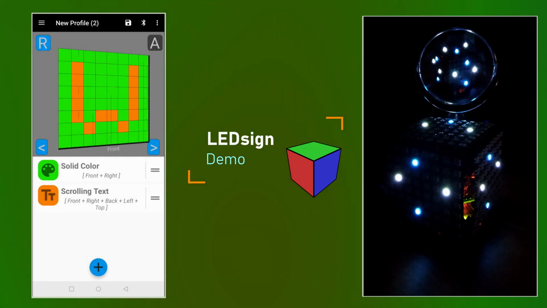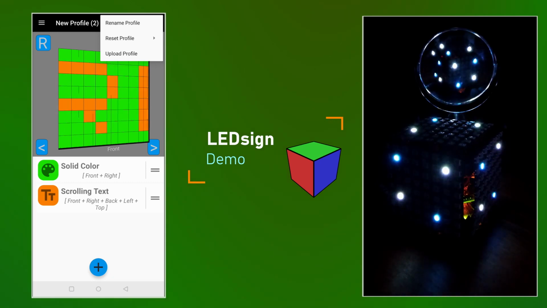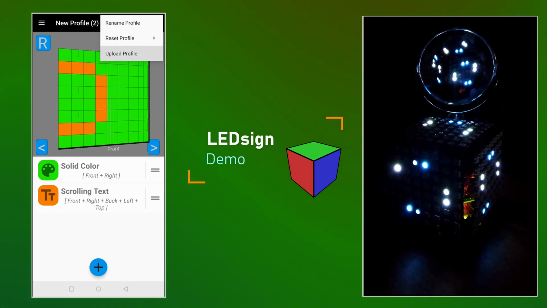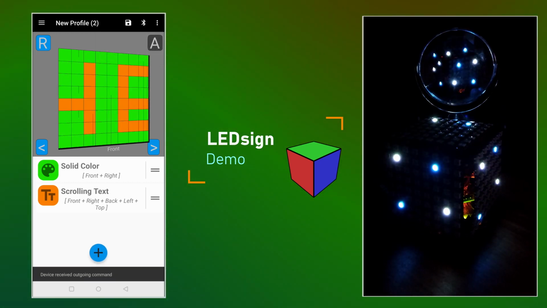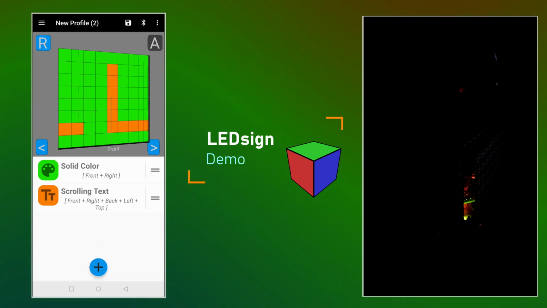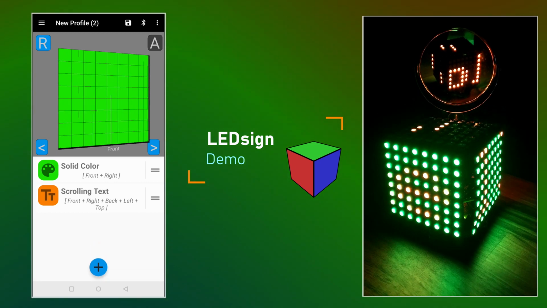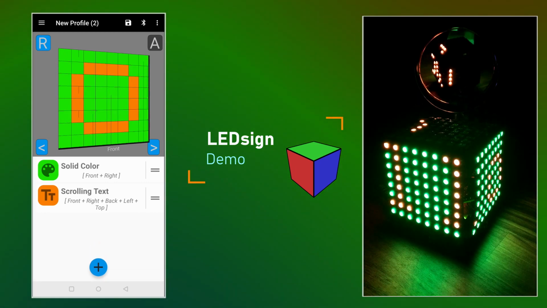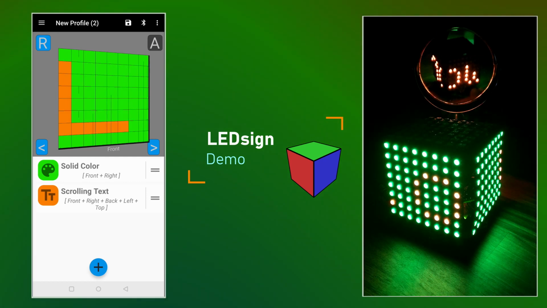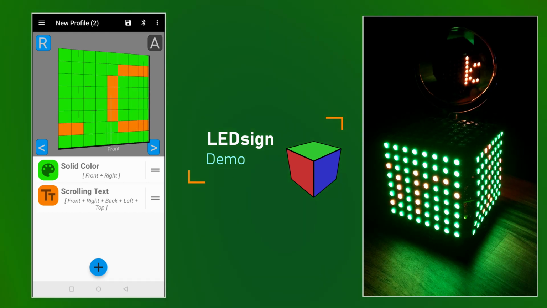So now if I tap the overflow menu, I can click upload profile. Now what you're seeing right now, the blue and white spinning LEDs, that's just the Bluetooth standby of the hardware cube. But after we upload the effect, it'll start rendering the effect. And as you can see, we have the blue and green lights on the front and right side of the cube, as well as the orange scrolling text going around it. And there's a mirror in the back so you can see what it looks like in the back.